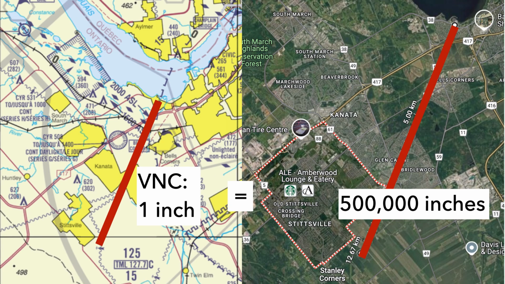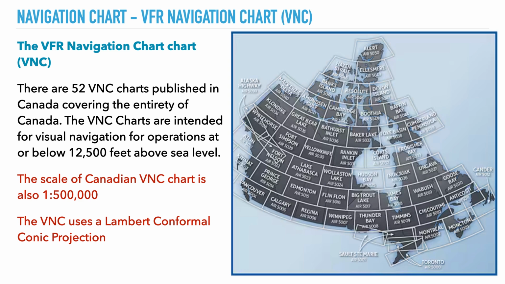The scale of Canadian VNC charts is 1 to 500,000, which means that for every 1 inch on the chart it equals 500,000 inches on the Earth. The VNC uses a Lambert conformal conic projection.